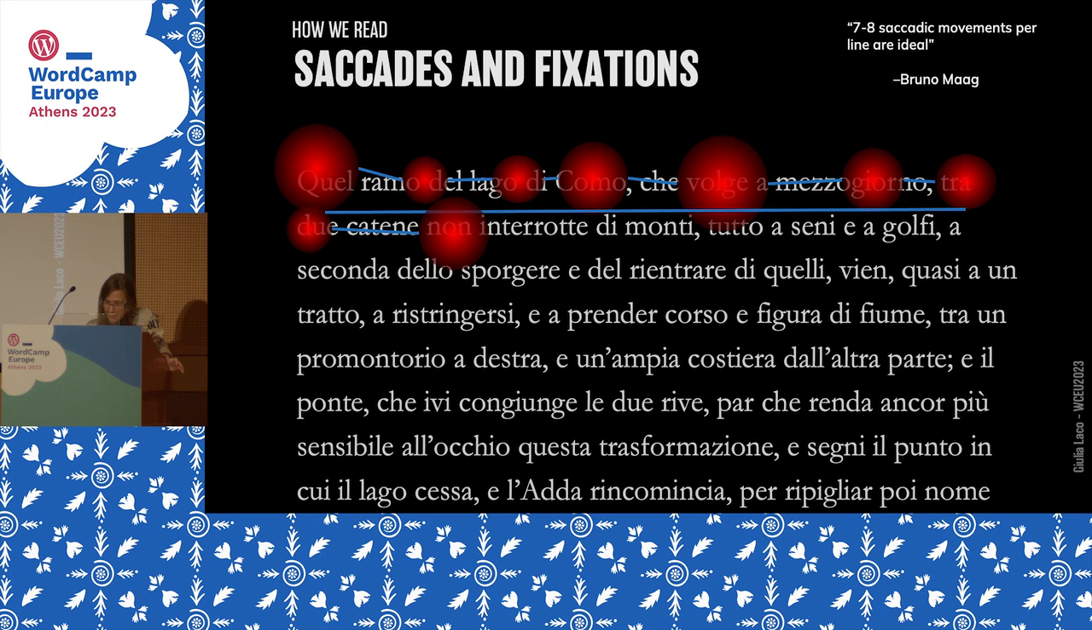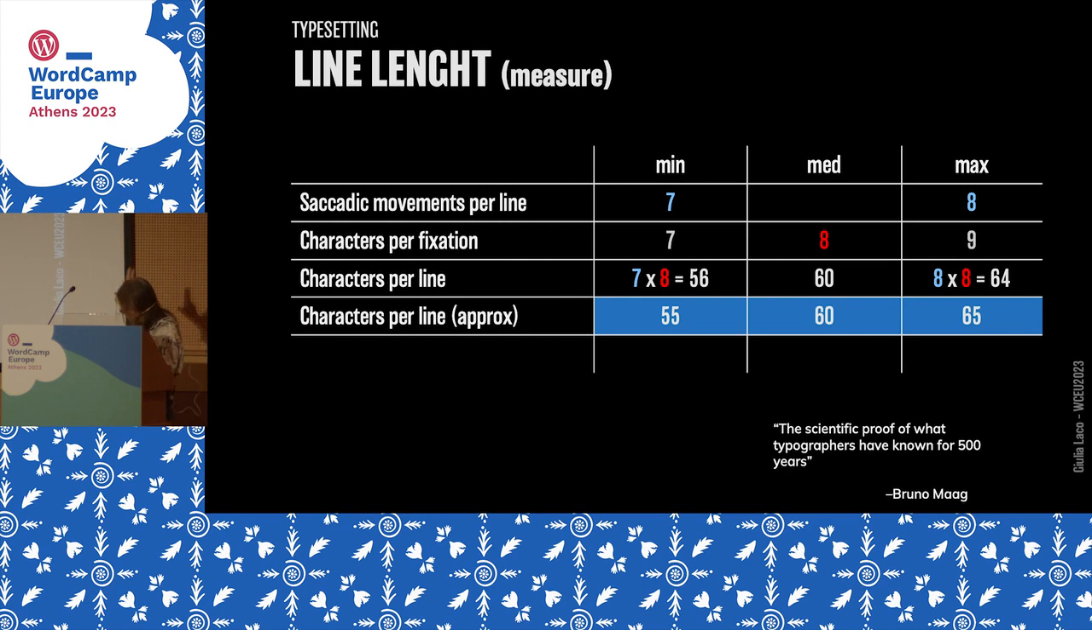Then, with a line length of 65 characters, we have 7 fixations per line, 6 saccadic movements. Okay, with these numbers, we end up with a minimum of characters per line of 55, let's say, to a maximum of 65. So in that condition, what we generally read, a line of 55 to 66 characters, is the optimum. And that's what, basically, typography has said for 500 years. So that measure comes from the way we see. For me, it's astonishing, actually.